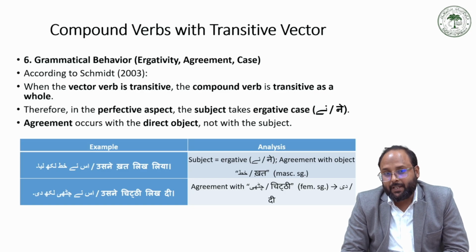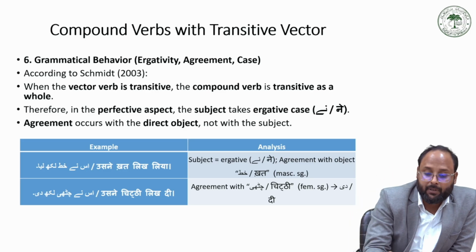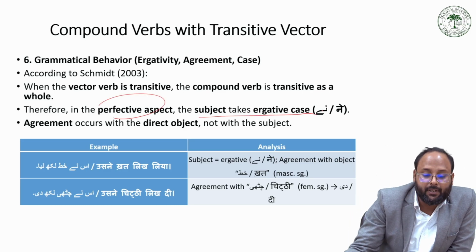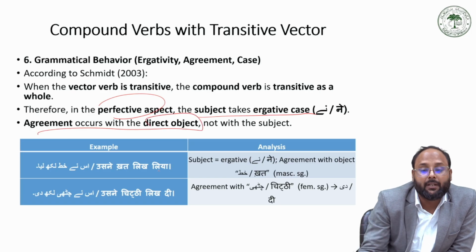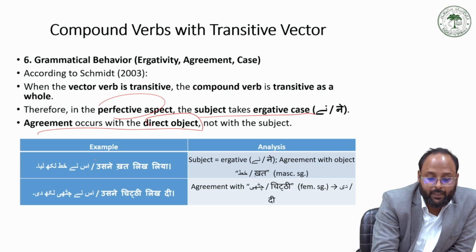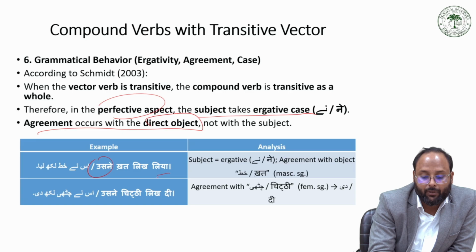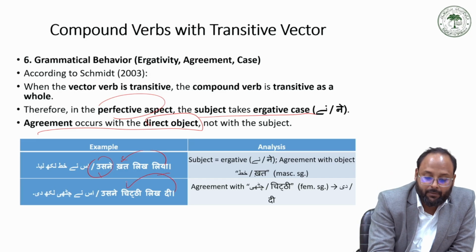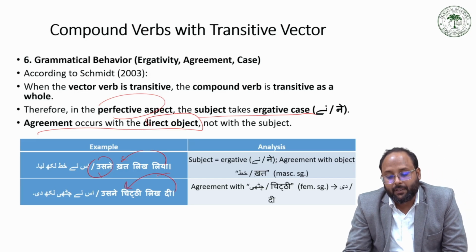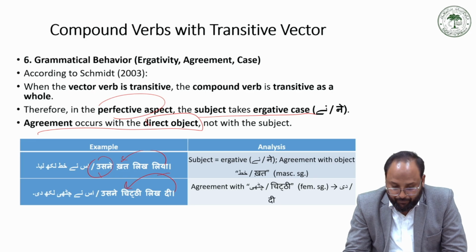We have discussed this many times. When the vector verb is transitive and the compound verb is transitive as a whole, then in the perfective aspect in particular, the subject takes the ergative ne and the agreement occurs with the direct object. Like उसने खत लिख लिया. So लिया will not agree with the subject. Because it is in the perfective aspect, it will take ne, so it blocks the agreement. So लिया agrees with the खत. उसने चिट्ठी लिख दी. So दी agrees with the चिट्ठी in terms of feminine and singular.